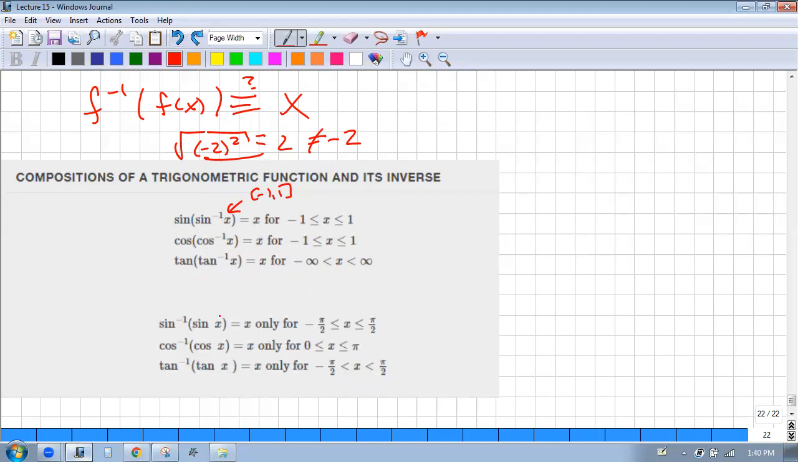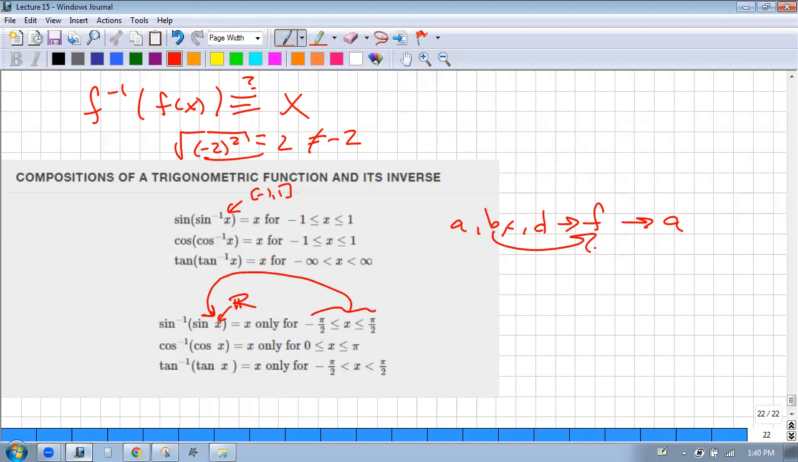So sine, you can plug in any real number you want, right? But sine inverse can't give us any real number. Sine inverse can only give us something between minus pi over 2 and pi over 2. So the only time you're going to get your actual x back is when this is what you're plugging in, okay? Think about it. If you can put an a, b, c, and d into a function, but it can only give you back a's, when do you get the same thing back that you put in? Well, it better be an a that you plug in if you're going to get an a back. All you can get back is the letter a. Put a b in there, you're not going to get an a back.